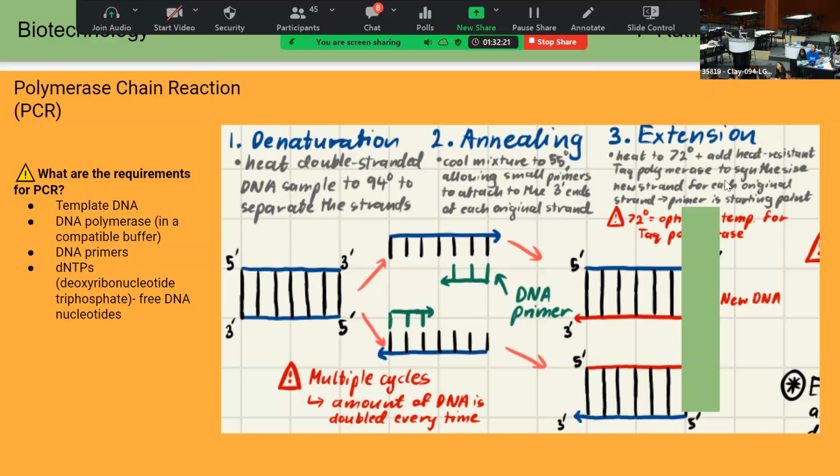And then finally extension, so it's heated up again. And then Taq polymerase is added, which is a polymerase from bacteria, I'm pretty sure, and 72 degrees is its optimal temperature. From there, it extends the DNA. So now you have 2 strands of DNA. Every time you do this, you double the amount of DNA, so it grows quite exponentially.